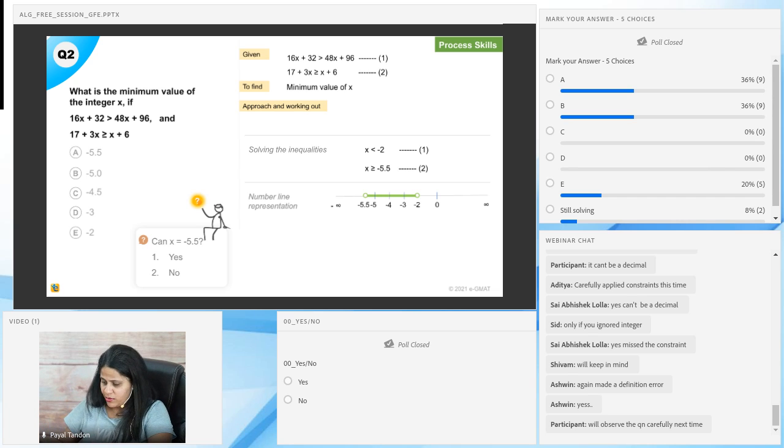What I want you all to do is whenever you are solving algebra questions, initially, on your scratch pad, make a separate note for, oh, no, sorry.